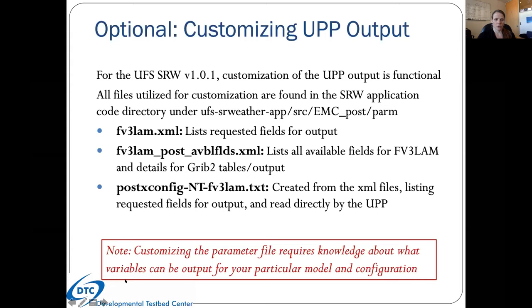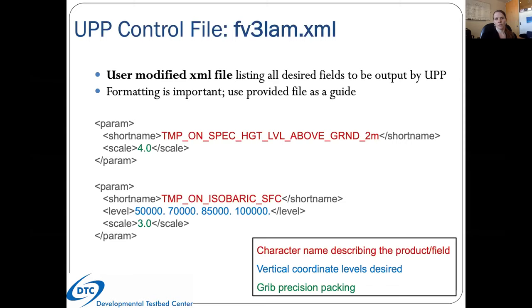So I want to make a note that if you do customize the parameter files, it requires knowledge about what variables can actually be output for your particular model and configuration. So just keep that in mind when you're doing this. So into some more details on what's in the content of these files. For the fv3lam.xml, as I mentioned before, this is the user modified XML file. It lists all of the desired fields and levels that you want output by the UPP. I want to note that formatting in these files is important. So just use the file as a guide to format anything you add to be the same.